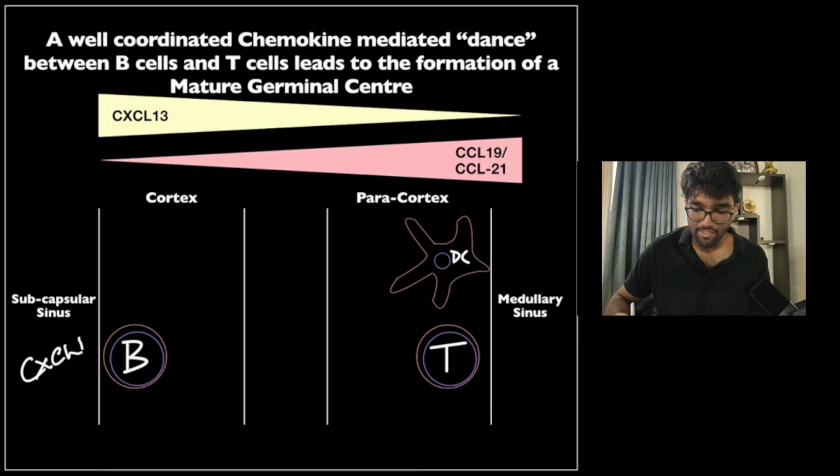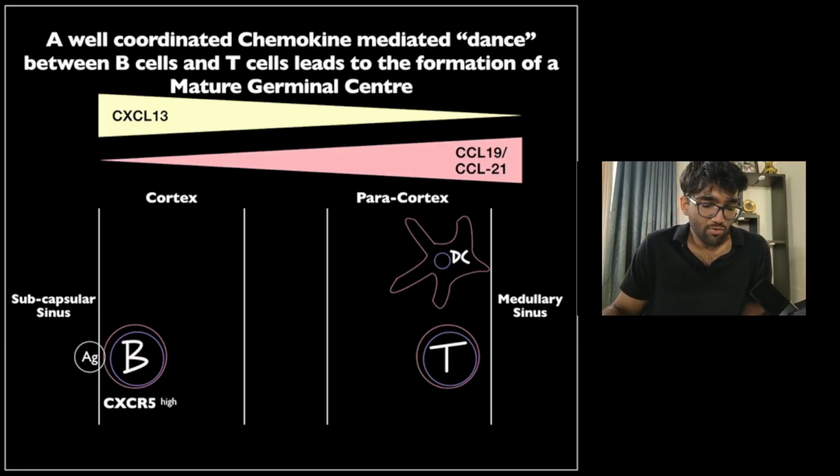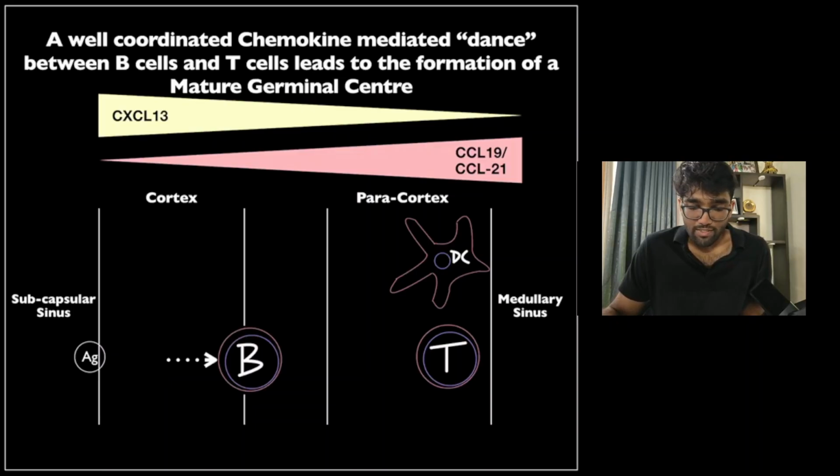Now, once a B cell interacts with an antigen, it changes its expression profile and it moves. In order to move to the junction between the cortex and the paracortex, it has to increase expression of CCR7, because we have CCL19 and 21 being high towards the medullary or the paracortex area. That same antigen coming in from the afferent lymphatics is also processed by dendritic cells, which are located within the paracortex, and shown to T cells, the details of which we will come to later.